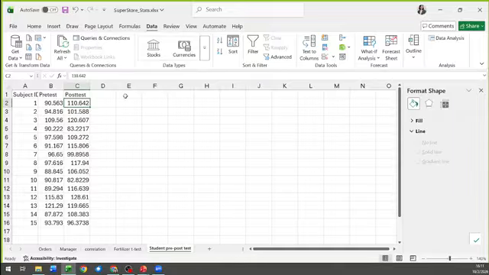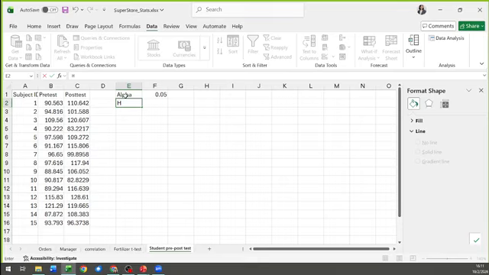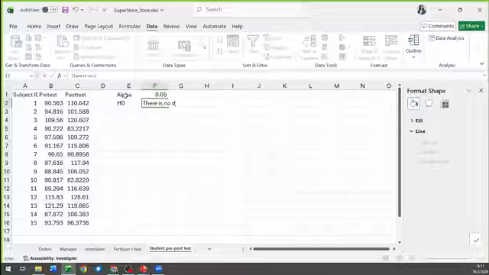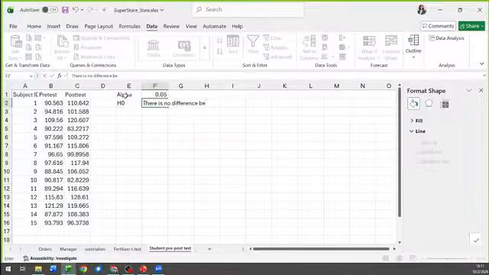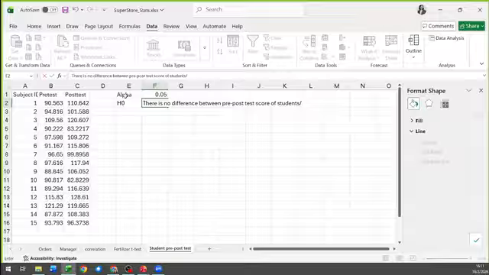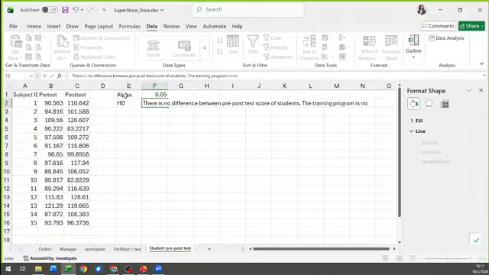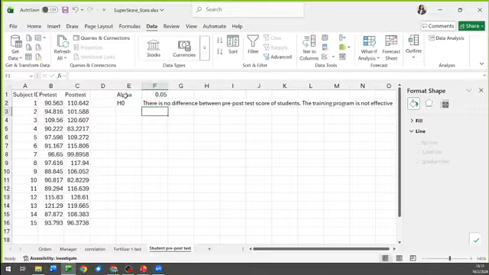First, I set alpha, right? Let's say, I don't know, I set alpha to be 0.5. Then I need to come up with H0. First, let's say H0 means, actually I want to say it's different, so the opposite is there is no difference between the pre and post test scores of students, right? That means the training program is not effective. So HA is the opposite, right?